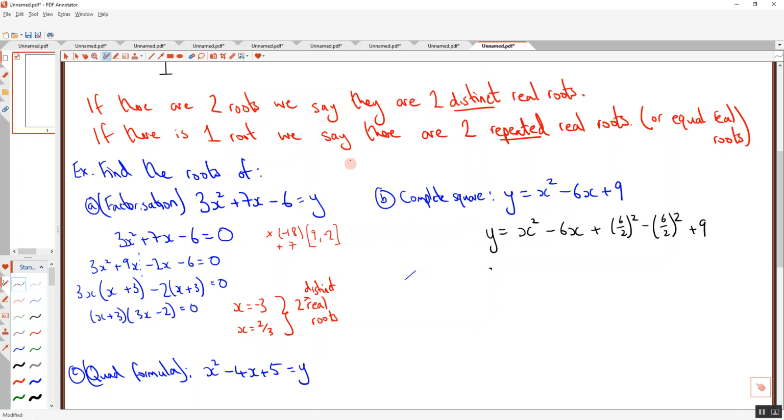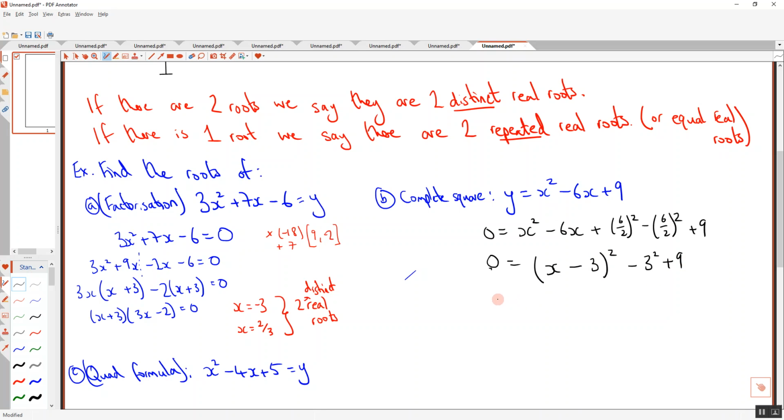Then, sorry, I want to put this equal to. You take the first 3 terms, and that combines into x minus 6 over 2, squared. I could write it as 3. Yeah, 6 over 2 is 3. Sorry, that's not correct. X minus 3 squared. And then I've got minus 3 squared plus 9.